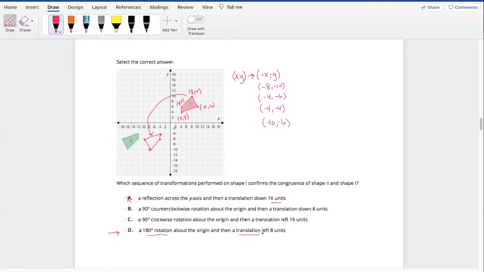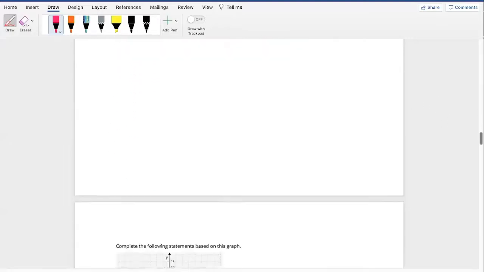Translation, so now let's see if we slide it 8 to the left, am I going to end up right on shape 2? 2, 4, 6, and 8. So I'm kind of looking at from this point to this, moving it 8 left. So yes, that's going to land right on that same shape. And because they match up perfectly, the angles, the sides, everything is the same, that confirms the congruence. Congruent shapes are exactly the same sides, same angles.